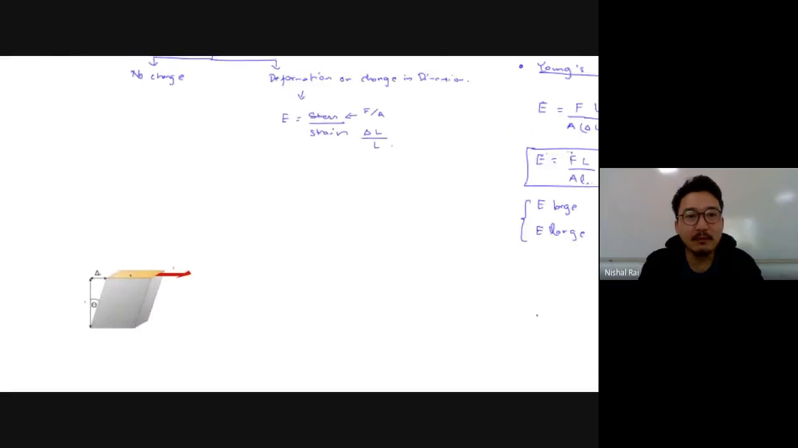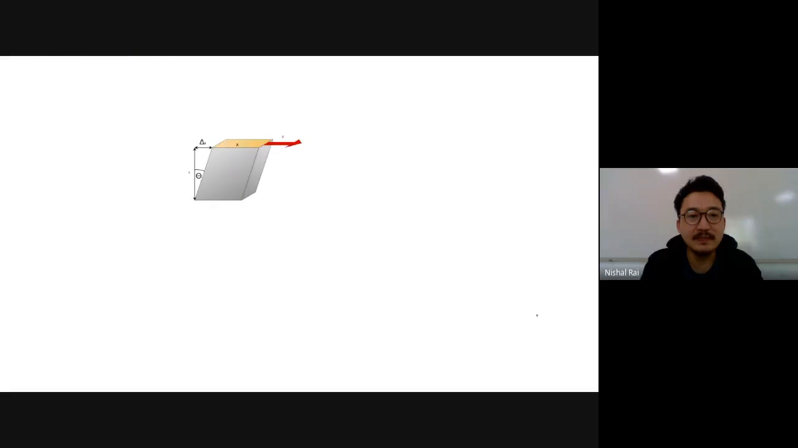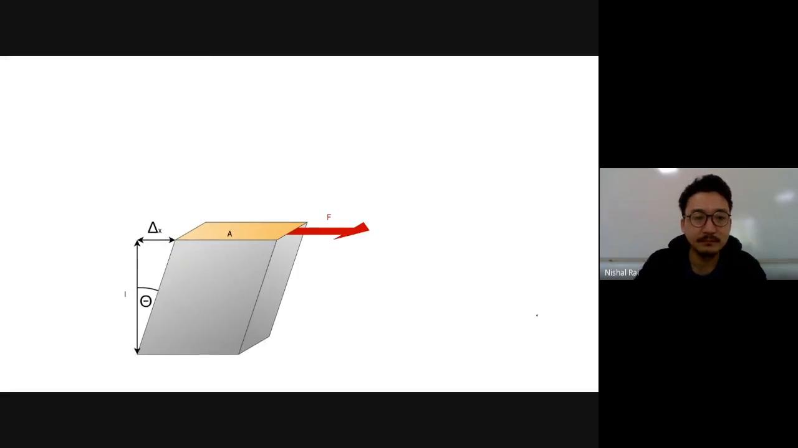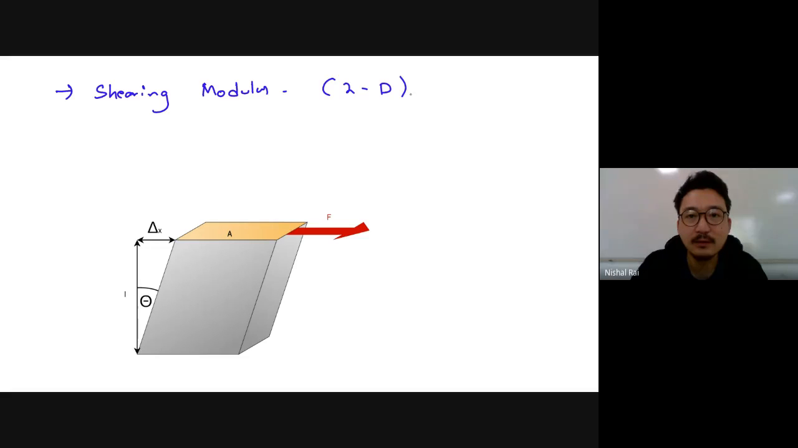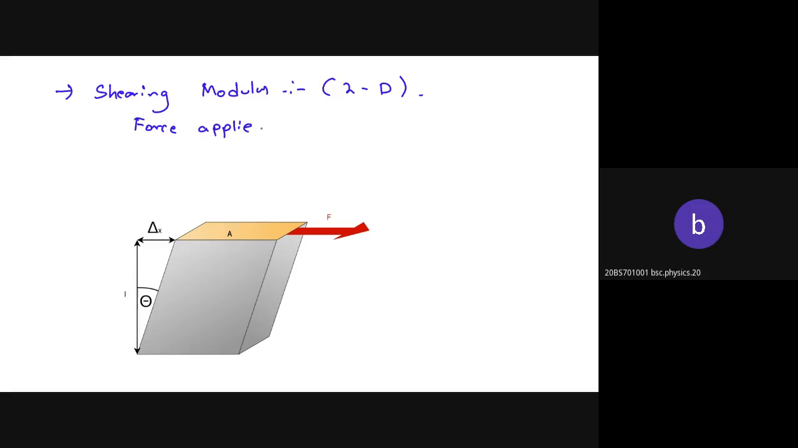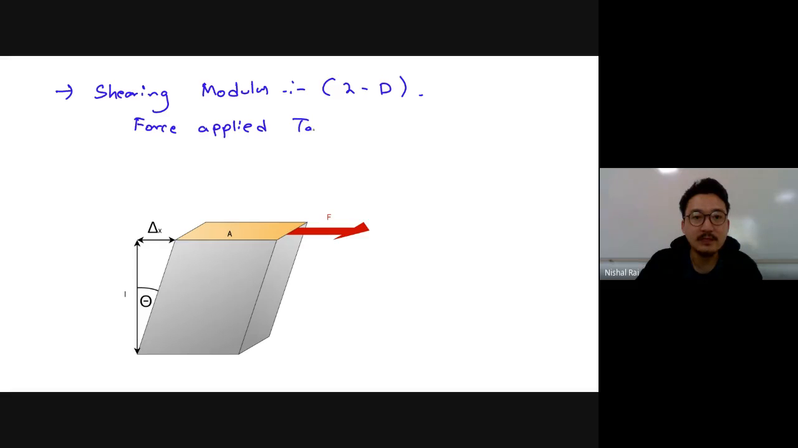Now can you give me an example of how the plane will change? This is basically given by, can you see this figure over here? Yes, sir. It is given by the shearing modulus. Basically it deals with your two-dimensional deformation or two-dimensional change. Now can you see, originally let's say it was a square, and after applying force tangentially, the force applied should be tangential to the plane.